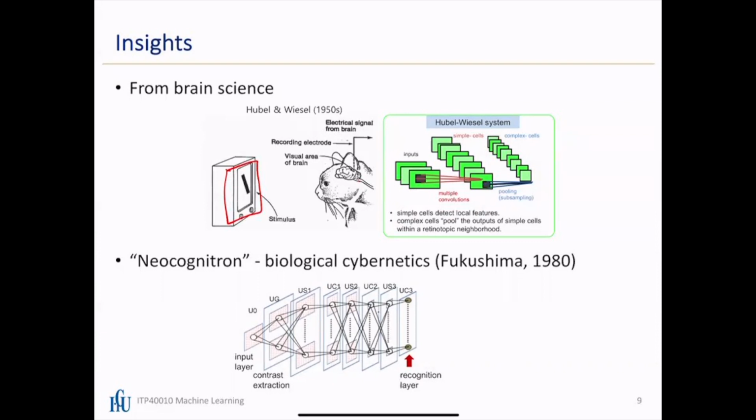Simple cells detect only local activities. If you draw an imaginary grid, a simple cell only takes care of one spot on the grid. Complex cells take care of summary information from the simple cells that are neighboring each other. Based on this high-level understanding of brain action, Fukushima introduced a model called the neocognitron.